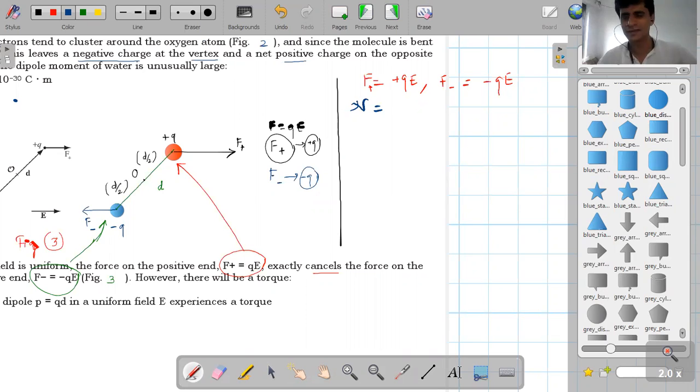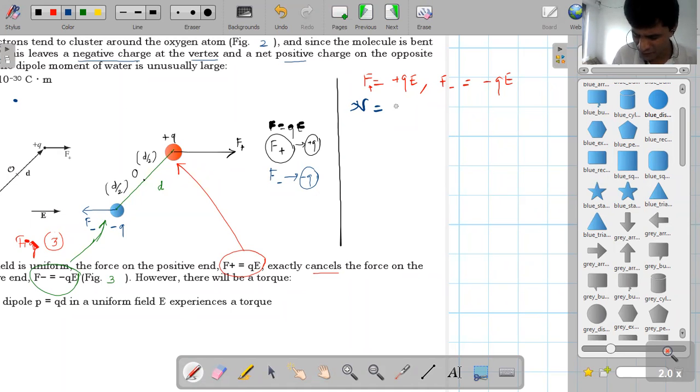Hello student, yes, sir. The torque you will get is due to the positive charge as well as the negative charge. Therefore, we can find the torque first due to the positive force, then we will find the torque due to the negative force, and then we will take the addition. Understood? So what will we do? We will find the torque first due to the positive force.